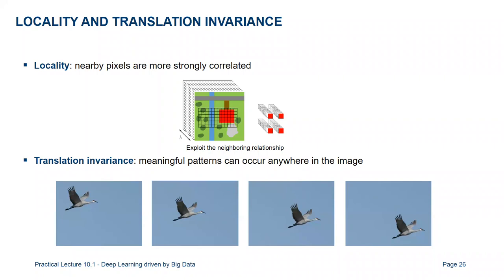Then you can also consider the translation invariance property, which means that meaningful patterns can occur anywhere in the image. Like this bird can be in the top part, the center, or the bottom part, it doesn't really matter.